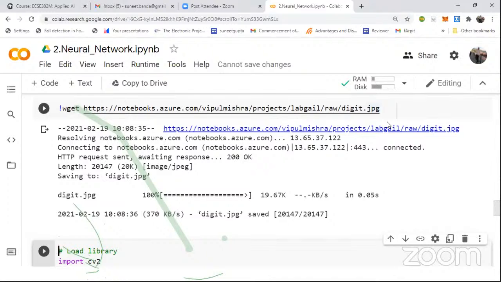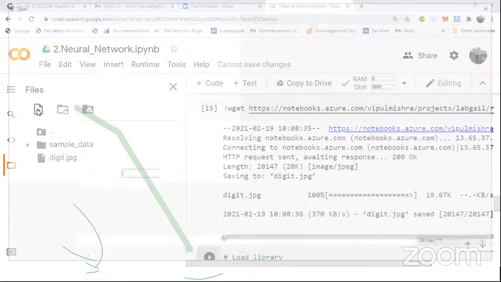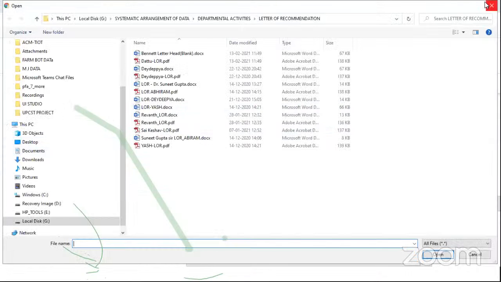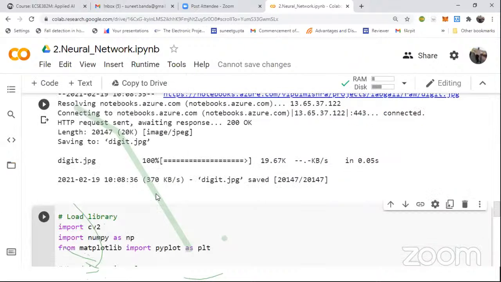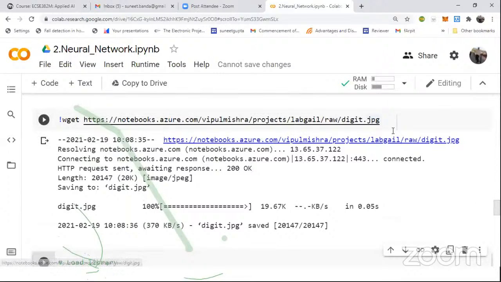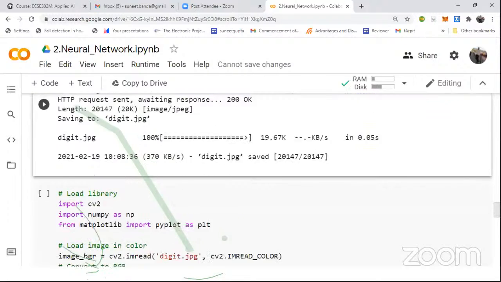Okay, so means data, in this situation what you can do, anyone can upload the data in the Azure notebook, and just put the name digit.jpg. If you don't want to execute this line, you want to work with your own image, then you can upload the data and call that one.